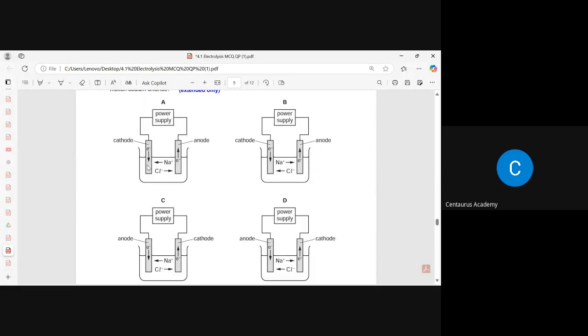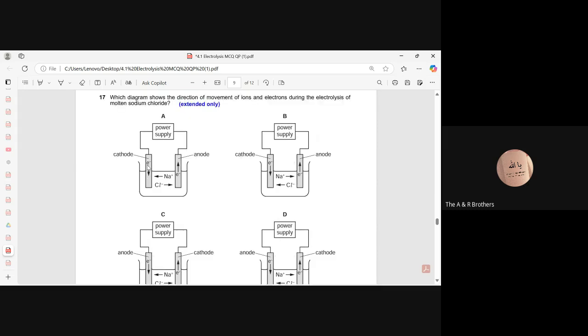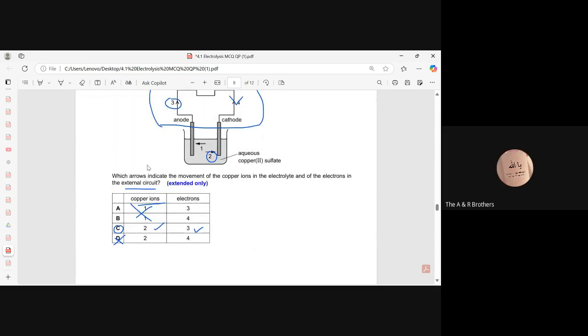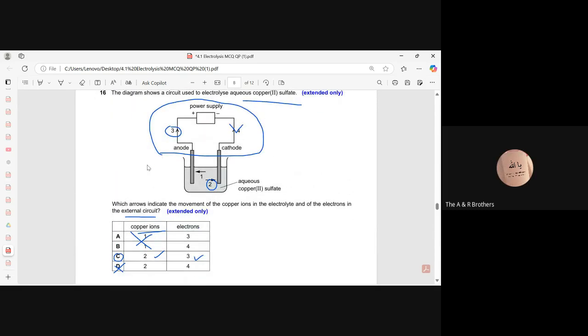Look into this. I'm sorry to interrupt, just one question. In this question, aqueous copper sulfate is there. So at the anode, sulfate ions will be attracted, right? How do we know whether sulfate ions or hydroxide ions will be attracted, and which one will be discharged?